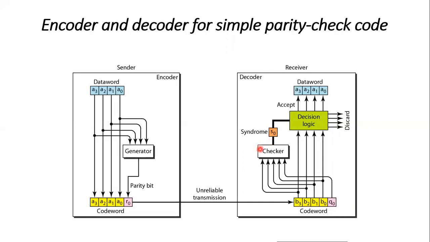Then the syndrome is passed to the decision logic analyzer. If the syndrome is 0, there is no error in the received code word and the data portion of the received code word is accepted as a data word. If the syndrome is 1, then the data portion of the received code word is discarded. Okay, the data is not created.